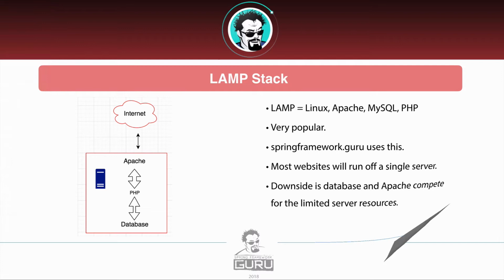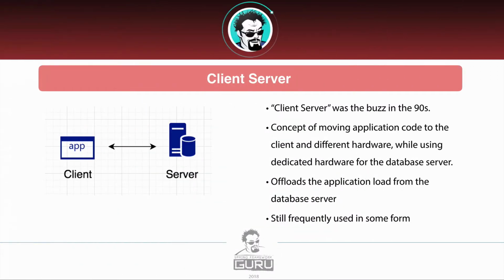Now let's take a look at what's called client server. This was a big buzz in the 90s. I remember the 90s when I entered the industry, dating myself a little bit. But that was like all the buzz. Everybody was moving away from mainframes, and we had to go to client server. So that was like cloud computing today. So the basic concept was to move the application code to a client on different hardware. So that became the client conceptually, while we used dedicated hardware for the database server.